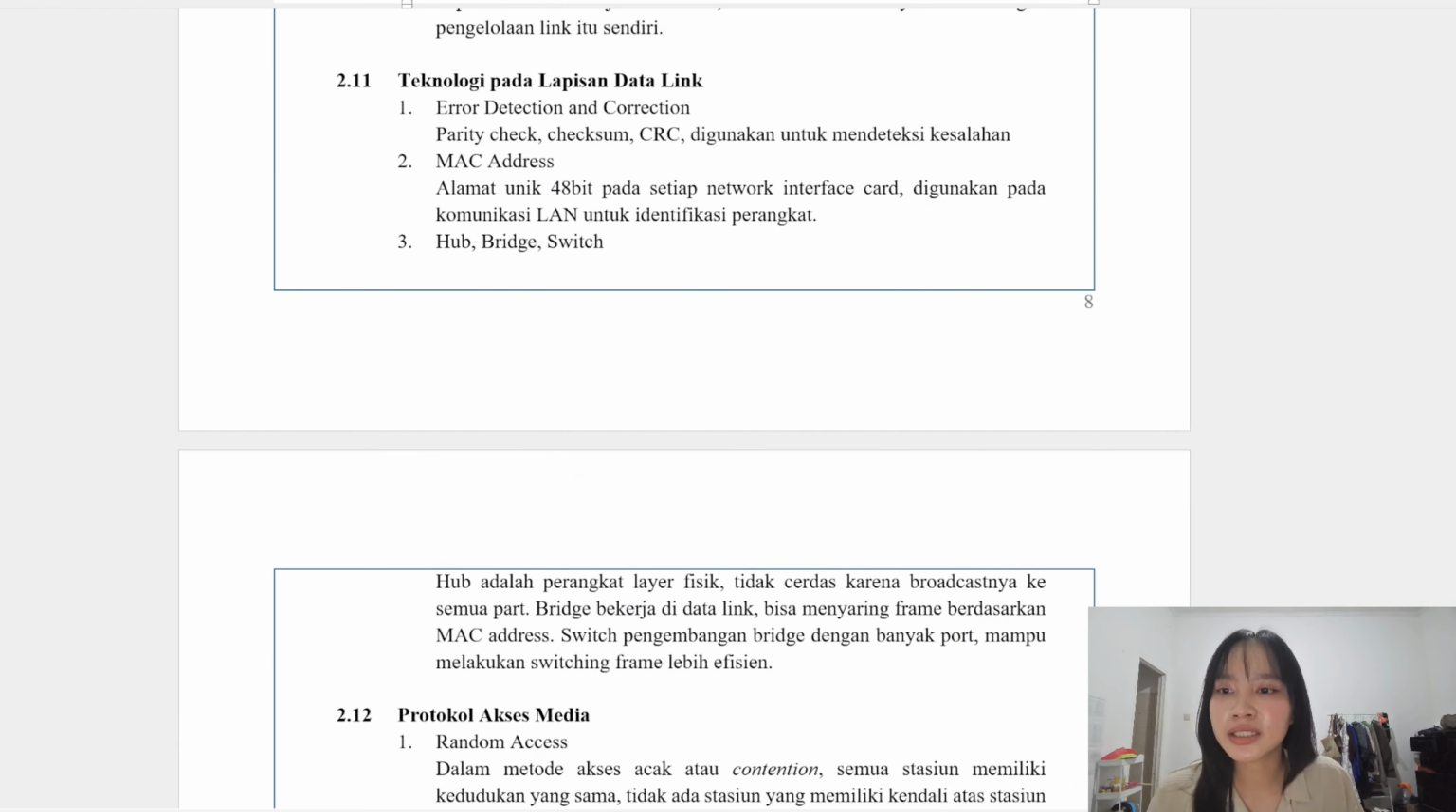And the next material is technology at the data link layer. First, error detection and correction, MAC address, hub, bridge, and switch. A hub is a physical layer device that is not intelligent because it broadcasts to all ports. A bridge operates at the data link layer and can filter frames based on MAC address. And a switch is the advanced version of a bridge with multiple ports, capable of switching frames more effectively.